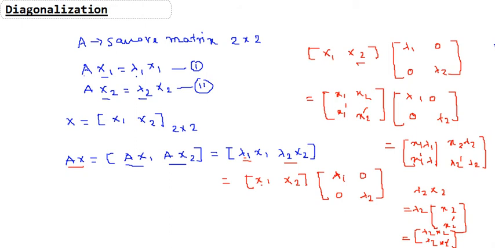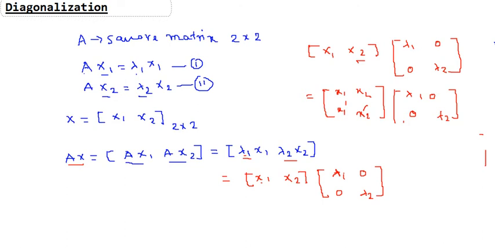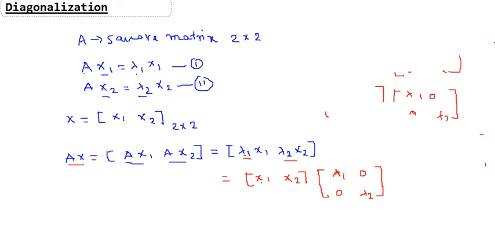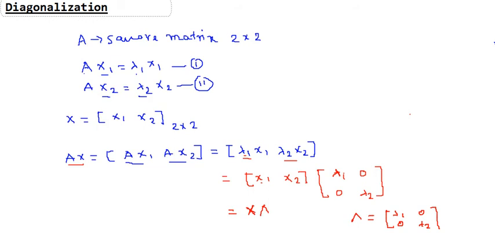So let me erase this first. So what we get in this way, suppose we have something like that, so let me write that down. We get x into a diagonal matrix lambda, where lambda is the diagonal matrix with lambda 1, 0, 0, lambda 2.